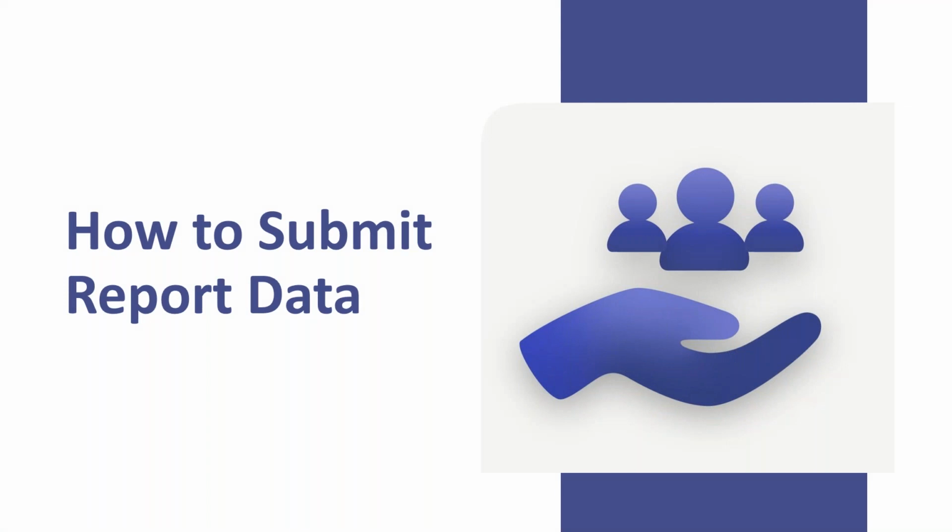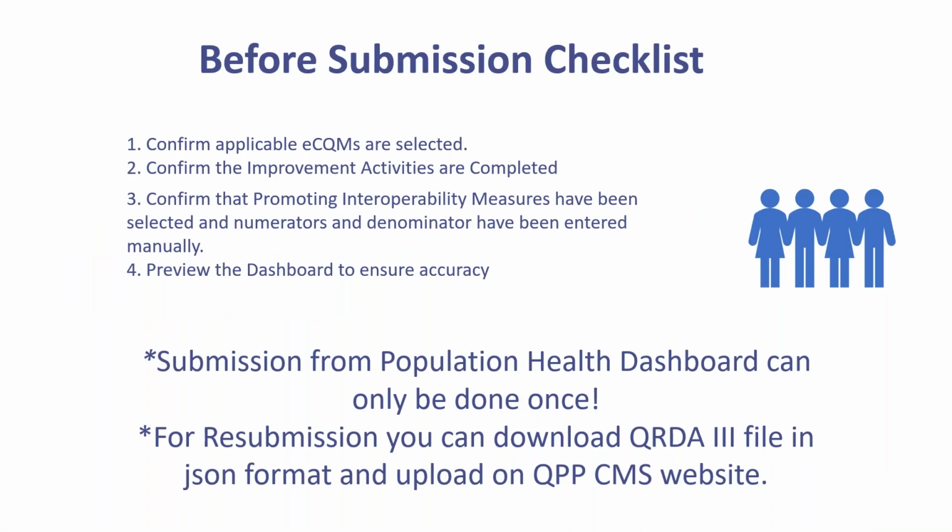Now, how to submit your report data. Before you go in to submit your report data, you want to make sure that you've added all your eCQMs and that your improvement activities are completed. You want to confirm that your promoting interoperability measures have been selected and your numerators and denominators have been entered manually. And then preview your dashboard for accuracy, see if there's anything that you need to change or fix prior to submitting.